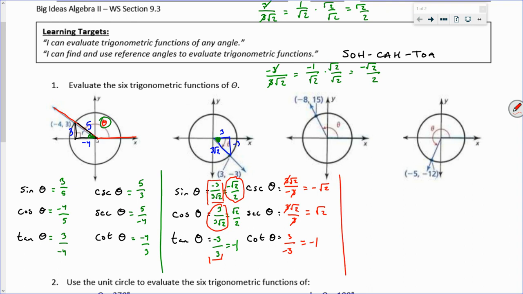Running out of room, y'all. So I'll let you take a picture of that in your brain, hit pause, use whatever you need. Now I'm going to erase it all so I can get to these last two.